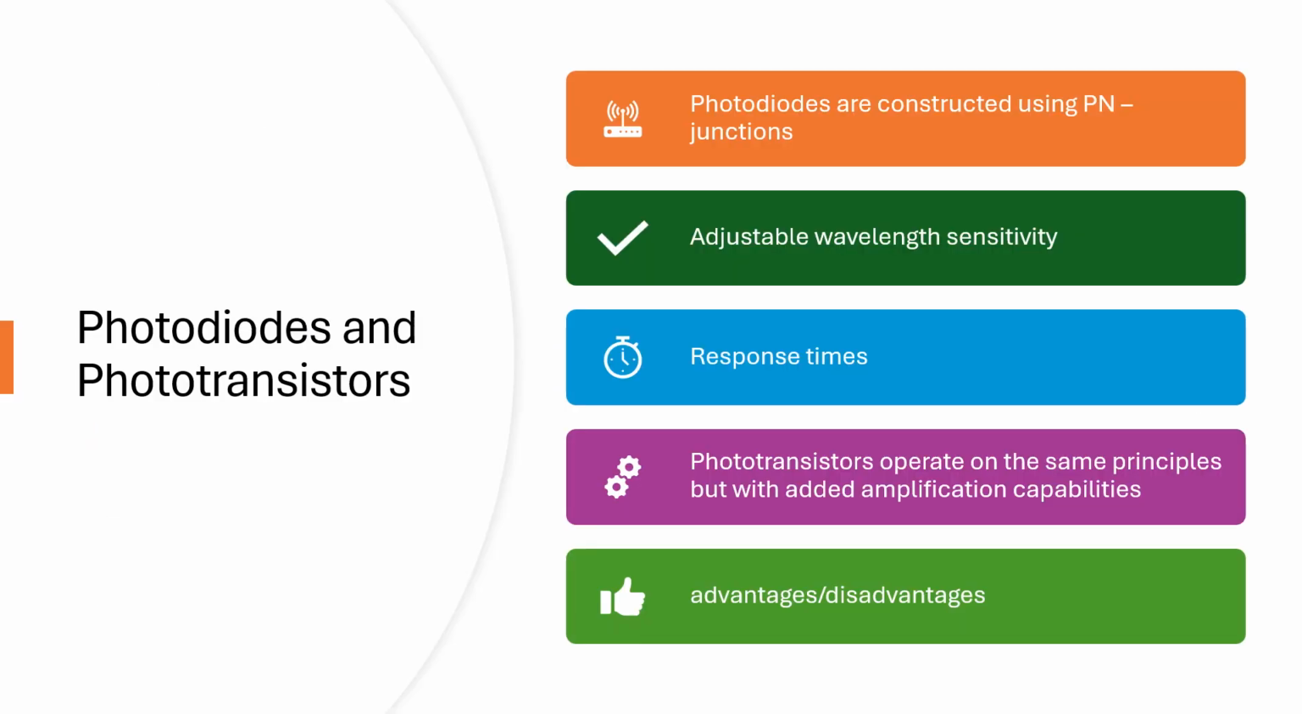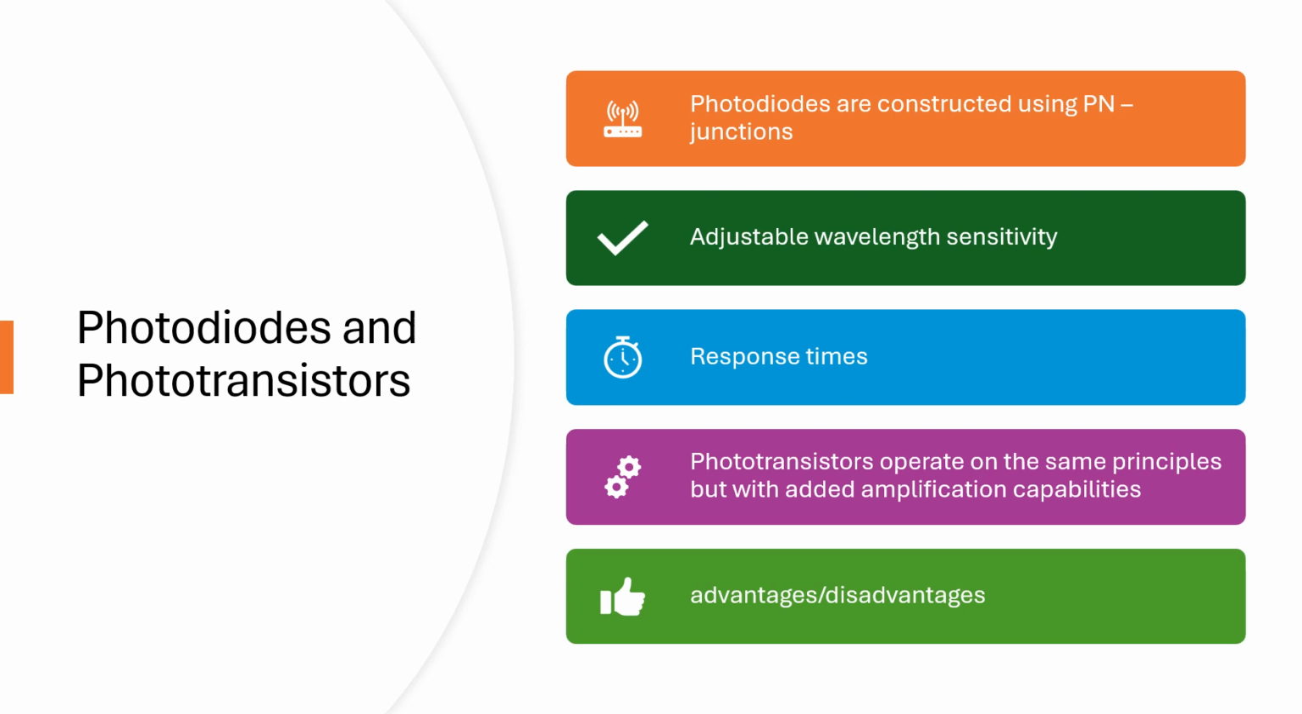Photodiodes are constructed using a PN junction similar to a regular diode. When light of sufficient energy strikes the PN junction, it creates electron hole pairs, which result in the flow of current in the reverse bias direction. Photodiodes can be designed to be sensitive to specific wavelengths of light by selecting appropriate semiconductor materials.